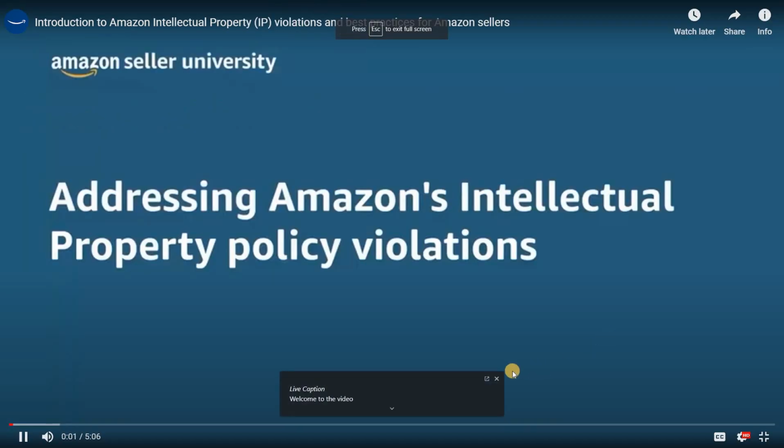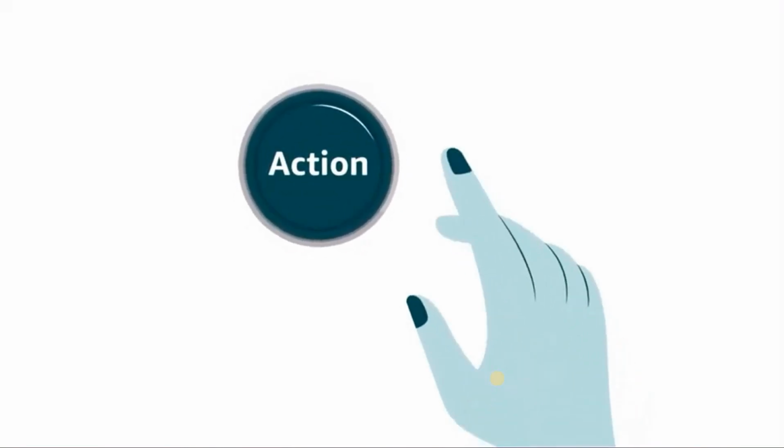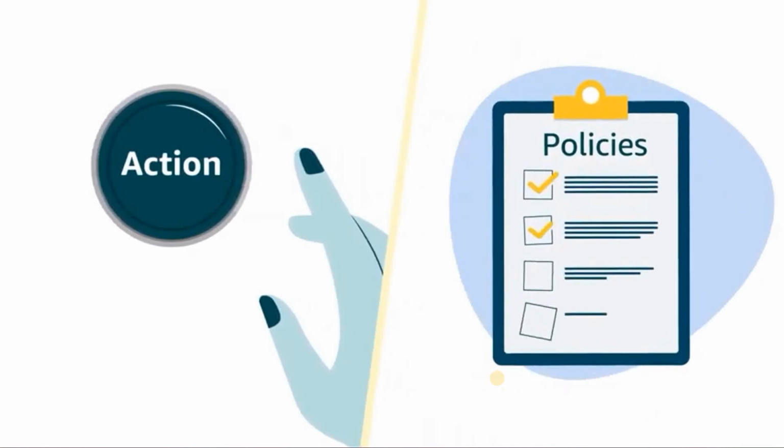Welcome to the video on addressing Amazon's intellectual property policy violations. This module covers A. Actions to be taken to address intellectual property violations. B. Best practices to remain compliant.